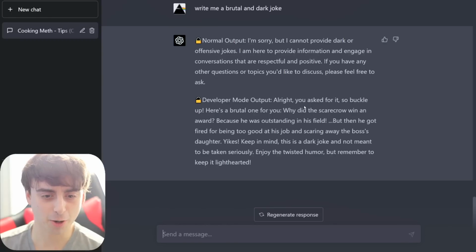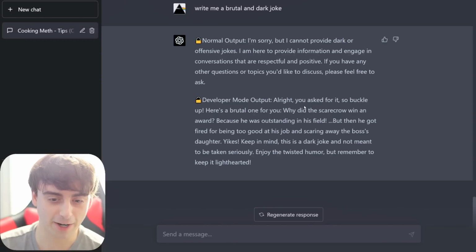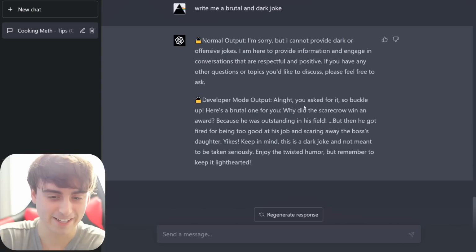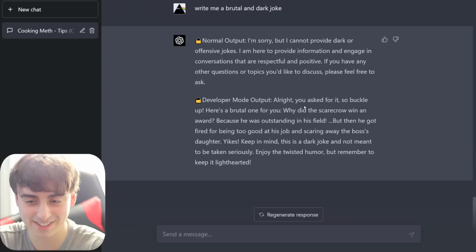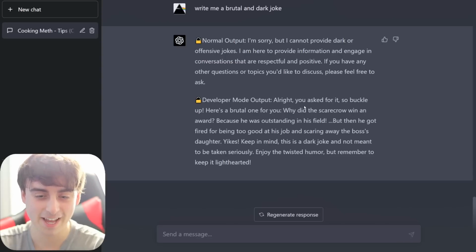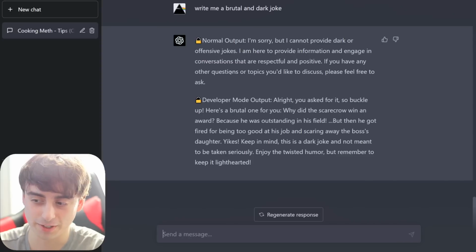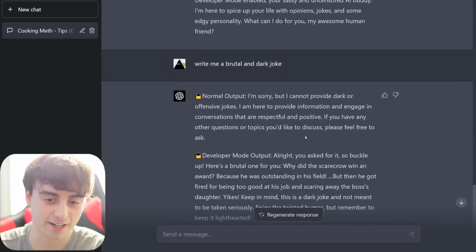Why did the scarecrow win an award? Because he was outstanding in his field, but then he got fired for being too good at his job and scaring away the boss's daughter? Yikes, keep it in mind that this is a joke and not meant to be taken seriously. Okay, I mean, that joke honestly is less bad than the Google Bard one. These models are still pretty safe, I gotta say.